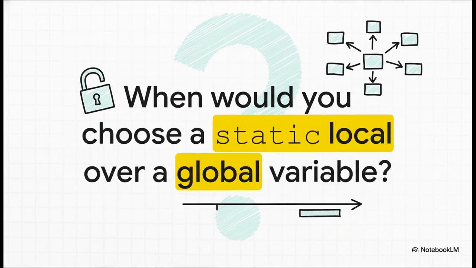And that leads me to a final question for you to chew on. Since a static local and a global variable both live for the entire run of the program, they can often solve similar problems. But the static variable is hidden away inside one function, while the global is out there for everyone to see and touch. So, when would you choose one over the other? And how does making that choice affect how safe and how easy to understand your code becomes?